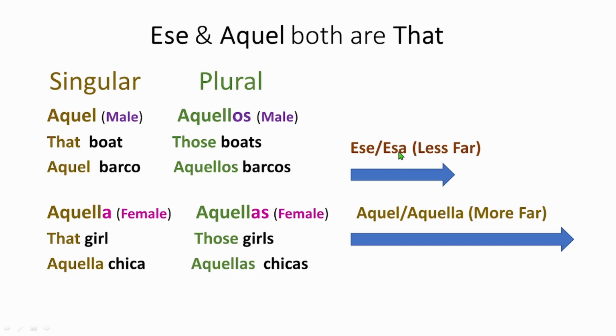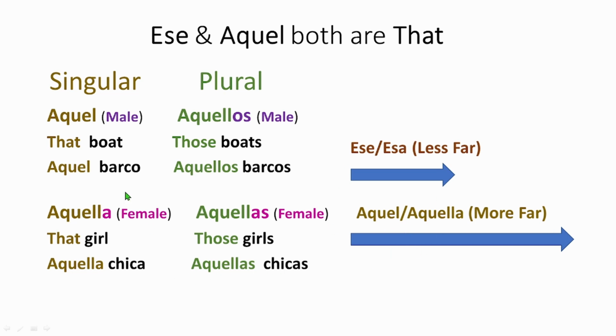So when you say ese and esa, for example, ese chico, right? Ese chico means "that boy," maybe who is somewhere there, but he's not very far, he's near enough. Maybe he's in front of the door. It's less far, right? But if you say aquel chico, it means he's very far away. It's like the equivalent of saying "that boy over there." So ese is pretty less far, and aquel is very far, right?